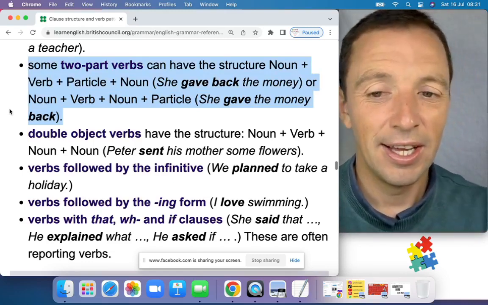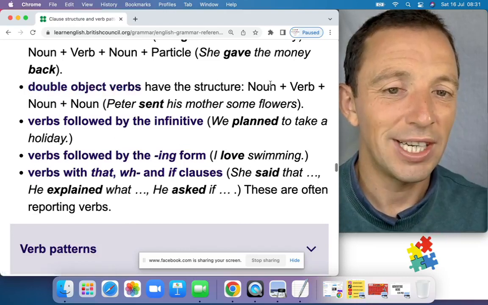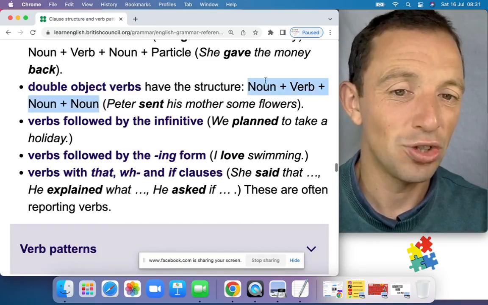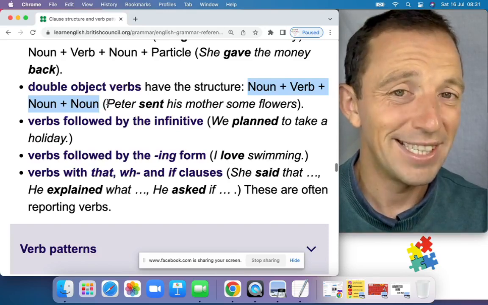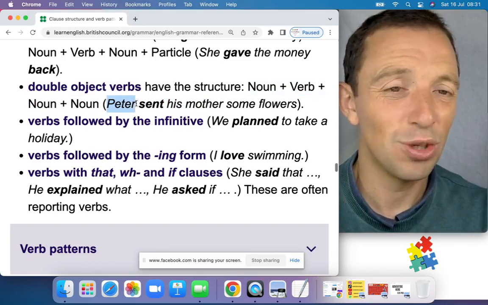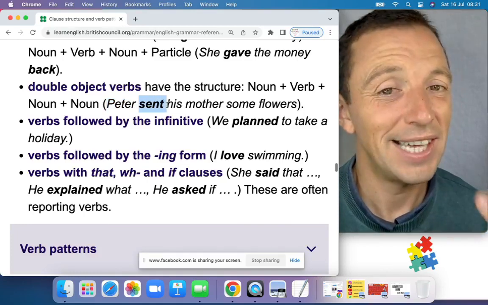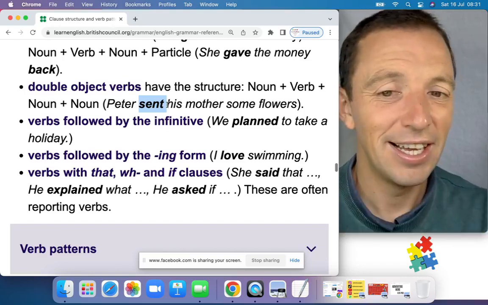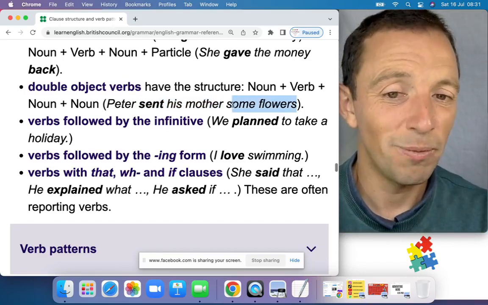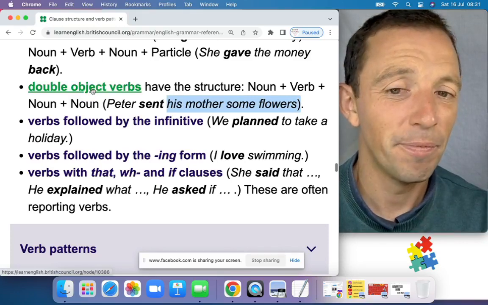Explanation. It's possible double object verbs have the structure noun, verb, noun, noun. For example, subject, verb, object. For instance, Peter sent his mother some flowers. Peter is the subject. The verb is to send with a D for Dublin, but the T is the past. Peter sent. Object, his mother, some flowers, another object. This is a double object verb.